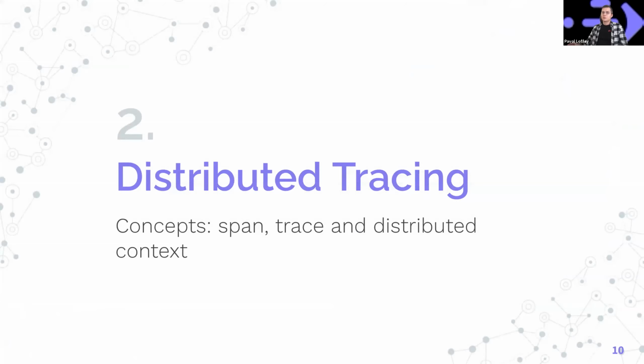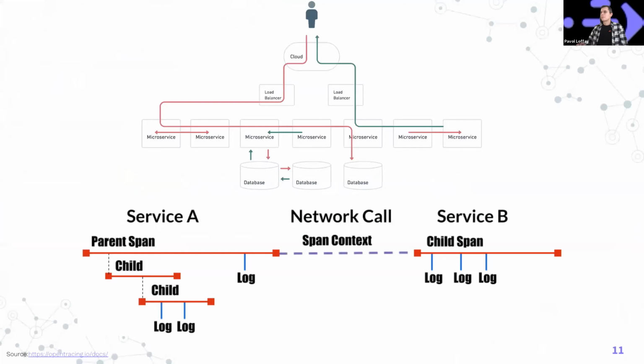So this brings us to the solution of how we should monitor distributed systems, which is distributed tracing. And I will talk about concepts here, which are span, trace, and distributed context. So on this slide, we see two diagrams. On the top part, there is a user that is creating a request to a distributed application running somewhere in the cloud. And on the bottom, there is a diagram showing how a trace may look from this invocation.